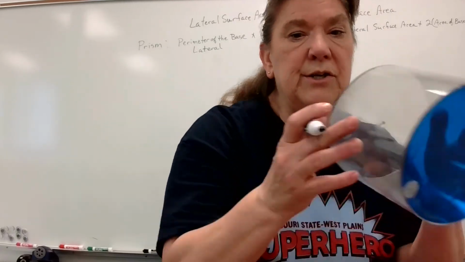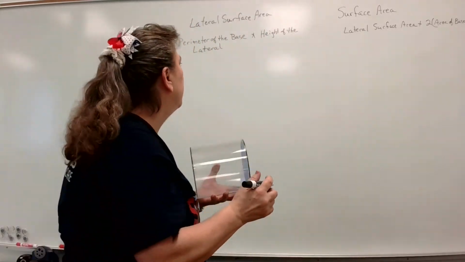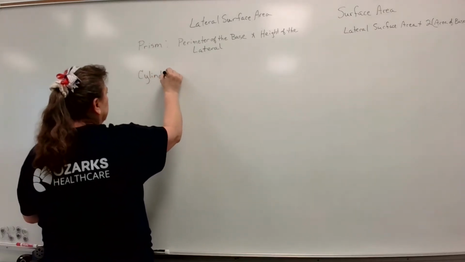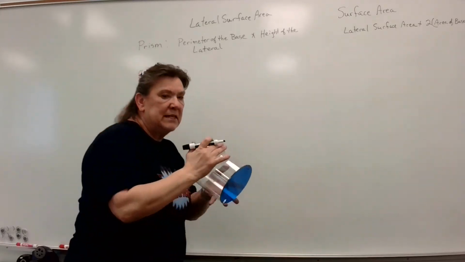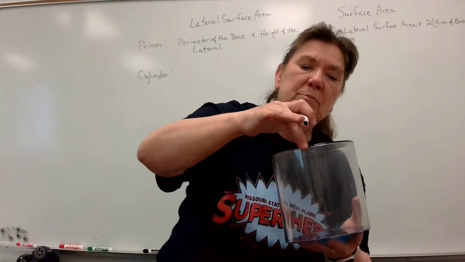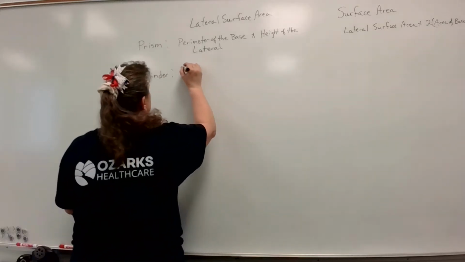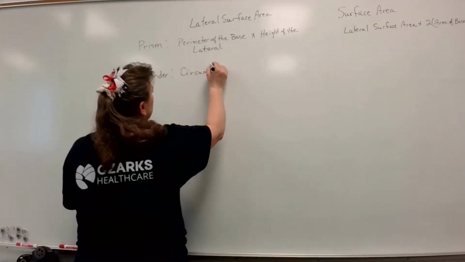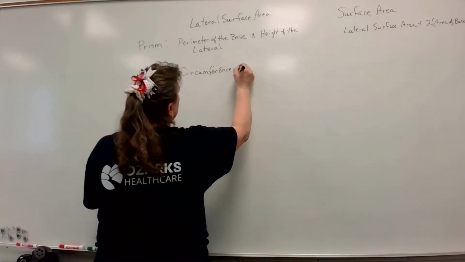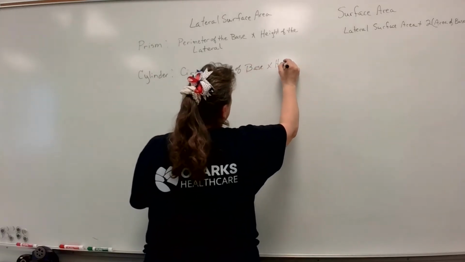Okay, a cylinder, same type of thing, only now we've got a circle. If you're going to have a cylinder, the lateral surface is this side, this curved side that goes all the way around. And again, it's the perimeter of this, which is called a circumference. Okay, so it is the circumference of the circle, the circumference of the base, times the height of the lateral.